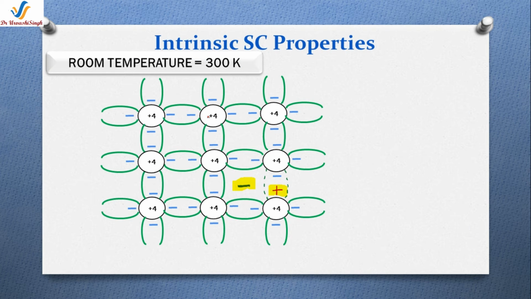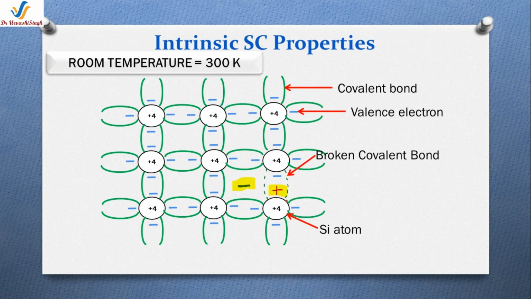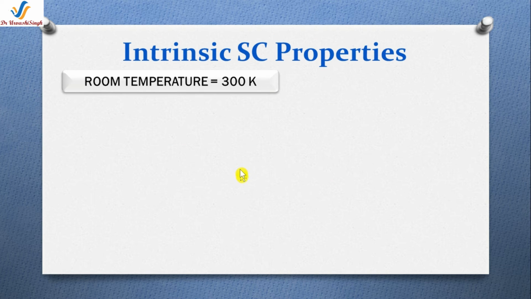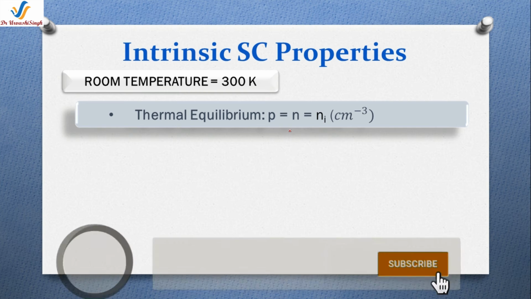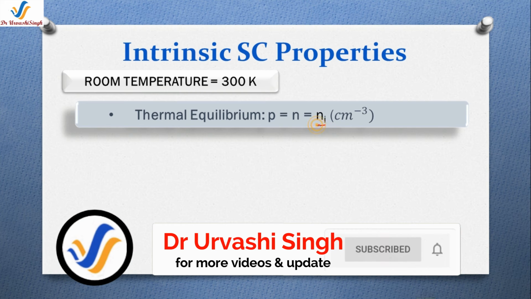So at room temperature, you can see the covalent bonds are broken down and the electron from this atom will move freely somewhere in the crystal, leaving behind a vacancy which is called a hole. In this way, the thermal energy has created a free electron and hole in the crystal. At thermal equilibrium, the concentration of these free electrons and holes are equal, and it is called the intrinsic carrier concentration.